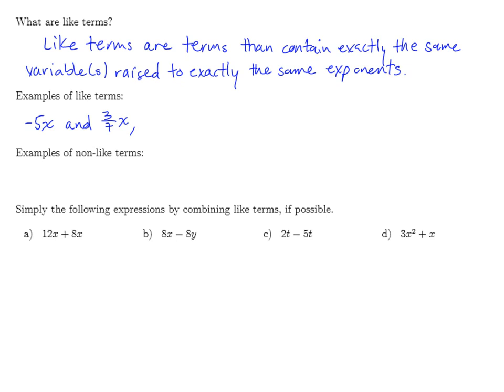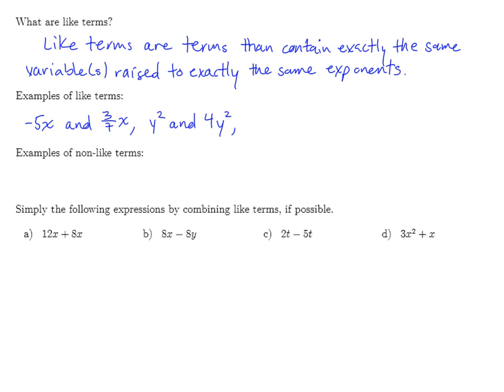So another example would be something like y squared, and let's do 4y squared. So here, each term has y raised to the second power, so the same variable raised to exactly the same exponent. And the coefficients here are 1 and 4. And again, the coefficients don't affect whether or not the terms are like. It's the variables and the exponents.